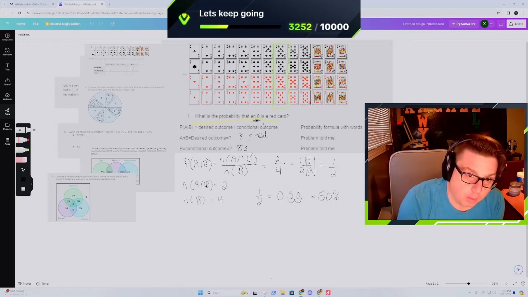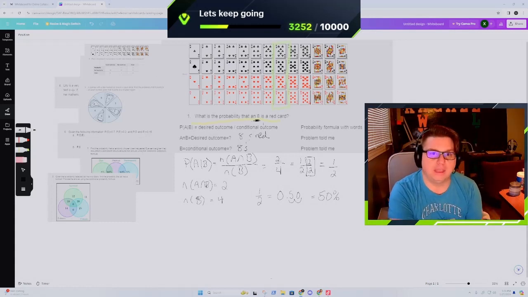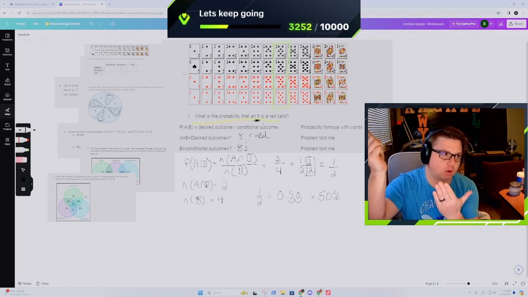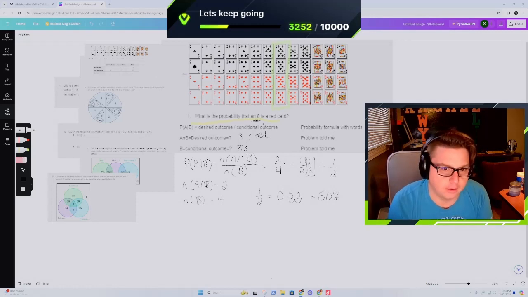So the probability that an 8 is a red card. If you pulled all the 8s out, you would have 4 cards, and you'd splay those 4 cards out, and somebody would draw one. They've got a 50-50 shot. They have a 1 out of 2 shot of getting a red card. So that's pretty good odds.